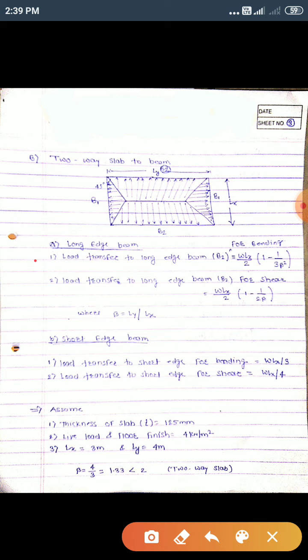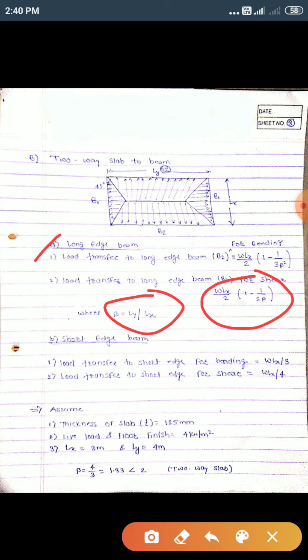Okay, and firstly if you consider the long edge beam, so for long edge beam your formula to transfer load to the B2 long beam for bending is W Lx by 2 times bracket 1 minus 1 divided by 3 beta square. Okay, similarly for shear our formula is W Lx by 2 times bracket 1 minus 1 divided by 2 beta, where beta is Ly by Lx ratio.